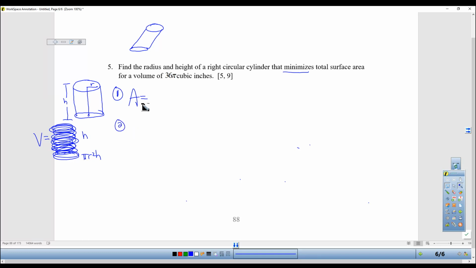So for step 2, I know I didn't do step 1 yet, but the volume is going to be 36 pi is equal to pi r squared h. So they gave you the volume. It's a constraint. You have to have it fill that volume. And this is the formula for volume for a right circular cylinder. For the area of a right circular cylinder, there's two parts to it. It's a little tricky.